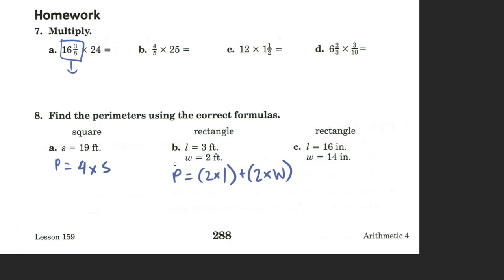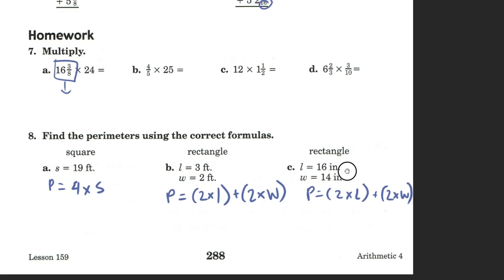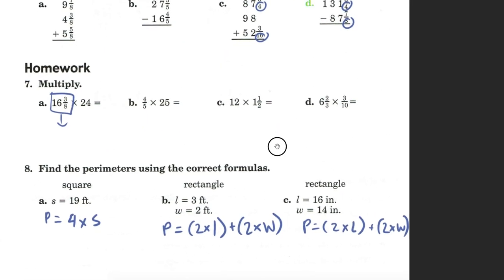So there's another rectangle here. Its perimeter equals 2 times the length plus 2 times the width. Add those two together, and you'll get the perimeter.